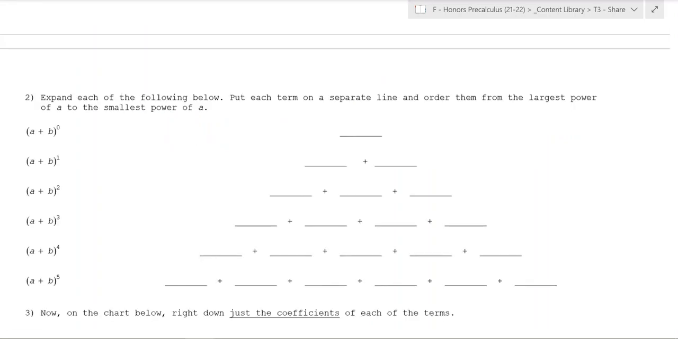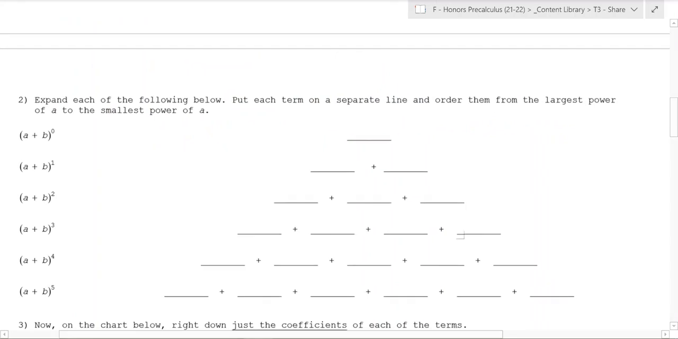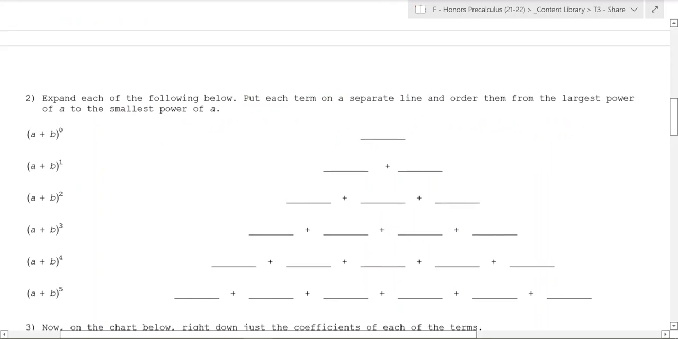So this is where we get to build a nice triangle. What's this expansion going to look like? We're going to expand each of them, meaning what is a plus b to the 0? Well, anything to the 0 power is 1. But if we raise a plus b to the first power, that's just a plus b.